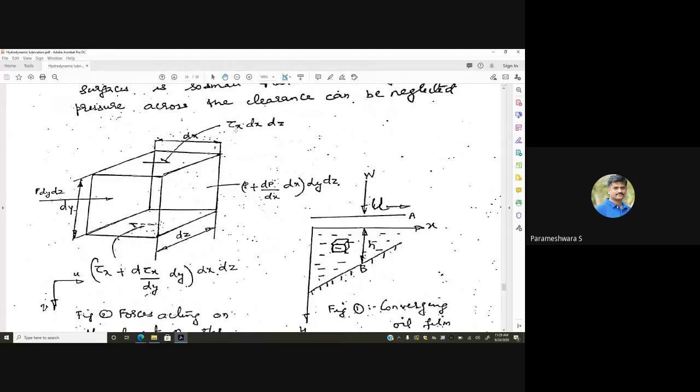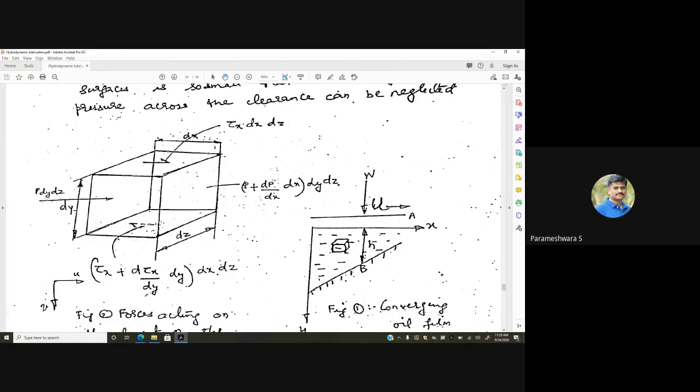For any derivation, first you have to develop a differential equation. So for that, I will consider a unit volume of fluid or lubricant which is there in the bearing. Just look at the analogy over here. This is a unit cell having dimensions dx, dy, and dz in all three directions, and pressure on the left-hand side is P, and on the right-hand side the pressure changes by dP.